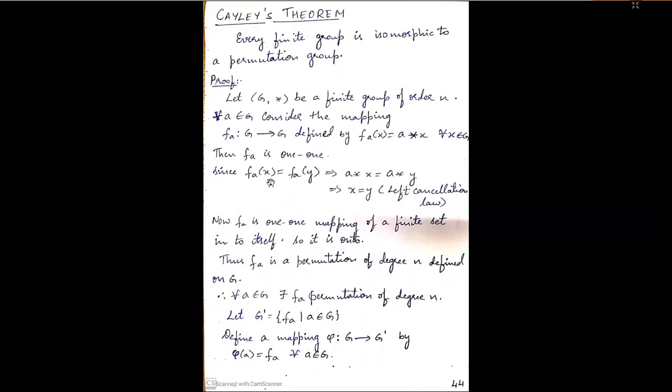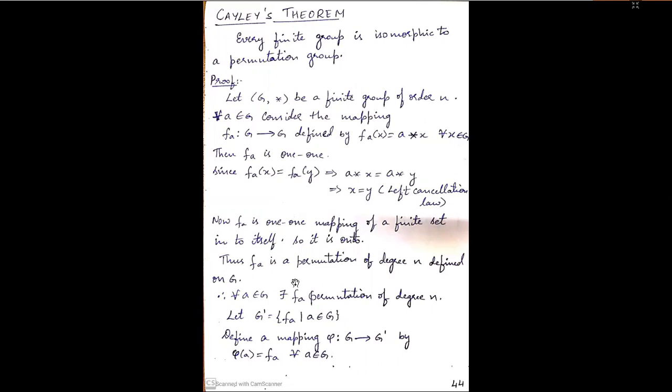The reason is, if f_a(x) = f_a(y), this is nothing but a * x = a * y. Then by the left cancellation law, I get x = y. Since both these sets are of order n and the map is 1-1, it will definitely be an onto function. So since it is both 1-1 and onto, these mappings f_a are called permutations. That is the definition of a permutation: a mapping which is both 1-1 and onto.